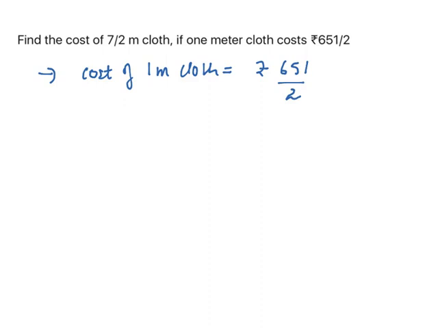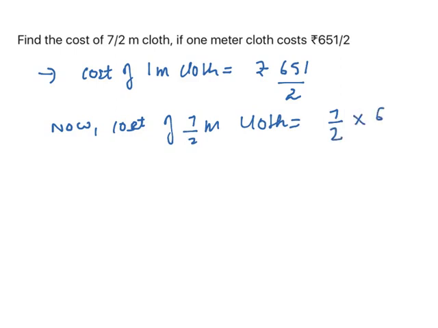As we know, when we are given the price of 1 and we have to find the price of more, in that case we have to multiply. So the cost of 7 by 2 meter cloth will be, we will multiply with the given price. So we will get 7 by 2 times 651 by 2. Now we will multiply these two numbers.